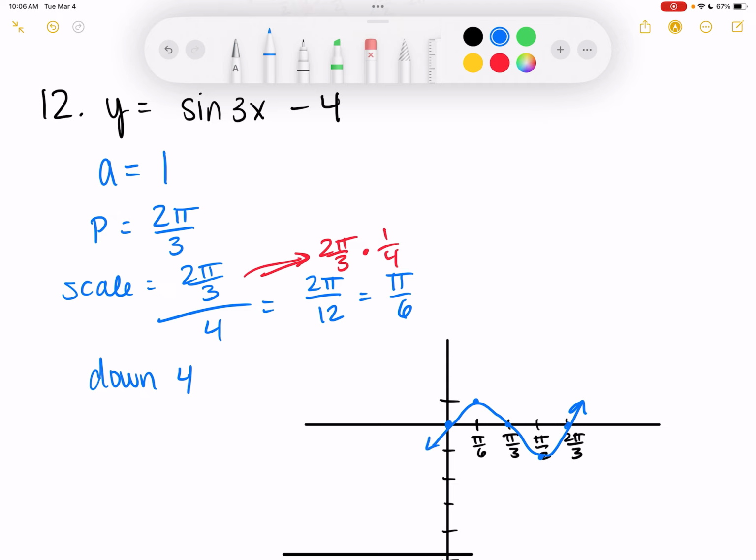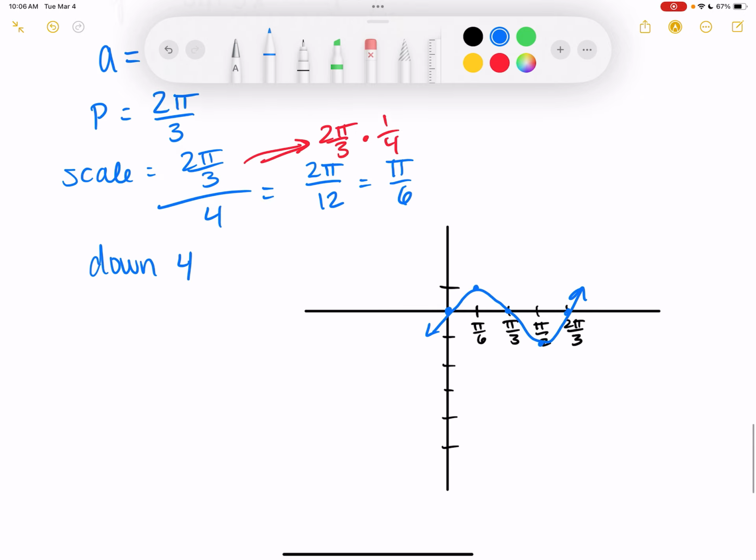All right, now every point goes down 4. Everything's going down 4. So 1, 2, 3, 4, down here. 1, 2, 3, 4, down here. 1, 2, 3, 4, down. 1, 2, 3, 4, down. 1, 2, 3, 4. That's not pretty, but that's okay. I also went way too far down, but I'm just going to roll with it. So this is my final here.